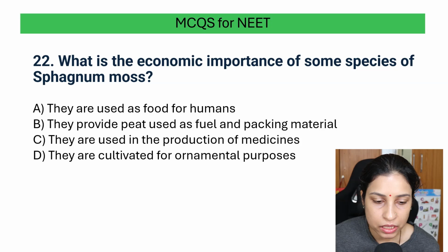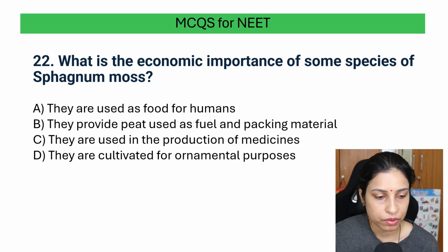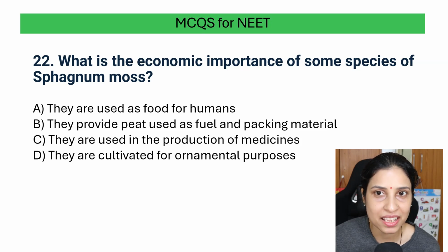What is the economic importance of some species of sphagnum moss? They are used as food for humans? No. They provide peat used as fuel and packaging material. Yes, this statement is correct. They are used in the production of medicine? No, not at all. They are cultivated for ornamental purpose? No. Option B: they provide peat used as fuel and packaging material.